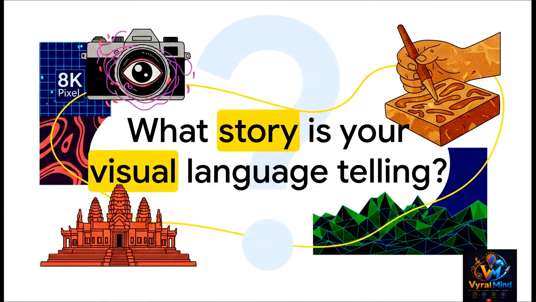Which brings us to our final thought for today's explainer. We follow that invisible string from the 8K pixel grid, straight through the emotional psychology of a camera lens, across the sacred architecture of 13th century temples, and right into modern 3D video games. The medium is constantly changing, but the underlying intention remains exactly the same. So whether you are carving an ancient soapstone or rendering in millions of pixels on a glowing screen, I leave you with this question to ponder. What story is your visual language telling?